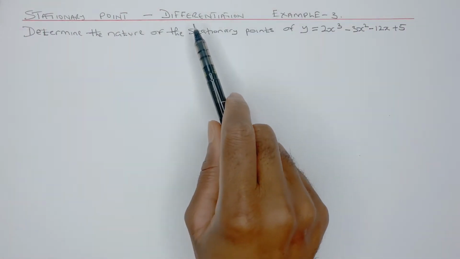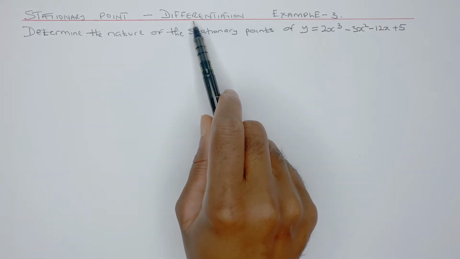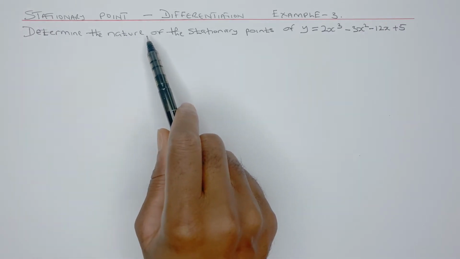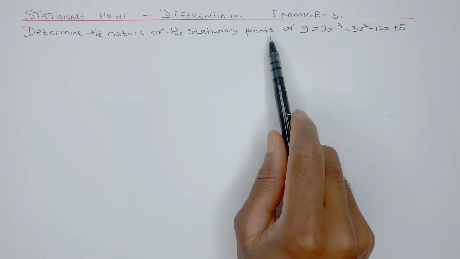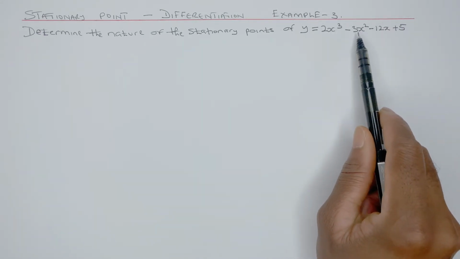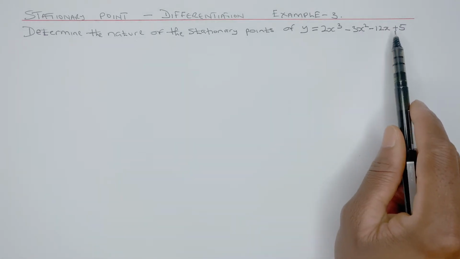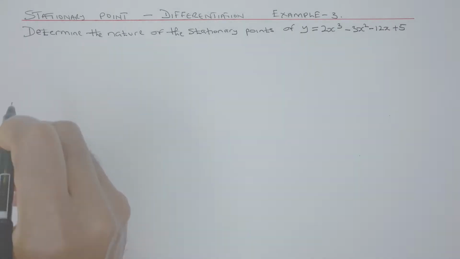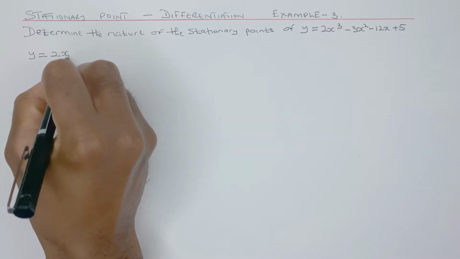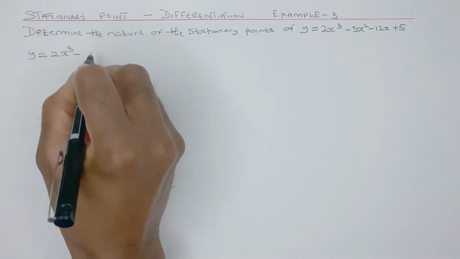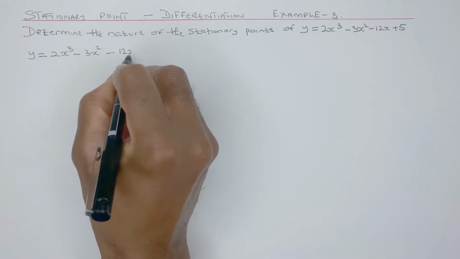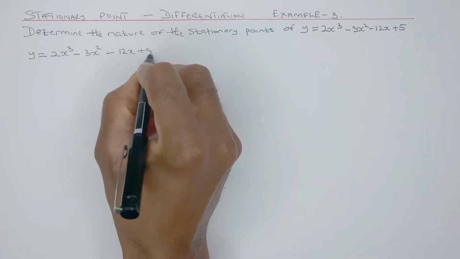Stationary point differentiation, example 3. Determine the nature of the stationary points of y equals 2x cubed minus 3x squared minus 12x plus 5. Right, so we've got a function y equals 2x cubed minus 3x squared minus 12x plus 5.